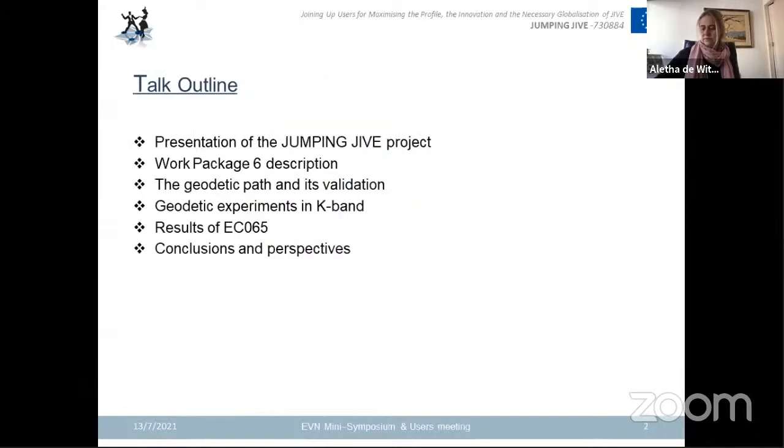The outline of the talk: I'm going to present the Jumping JIVE project. I will describe work package 6, in which I am involved; the geodetic path and its validation; and geodetic experiments in K-band. I will show you some results of EC065, which is one of the experiments in K-band, and then conclusions and perspectives.